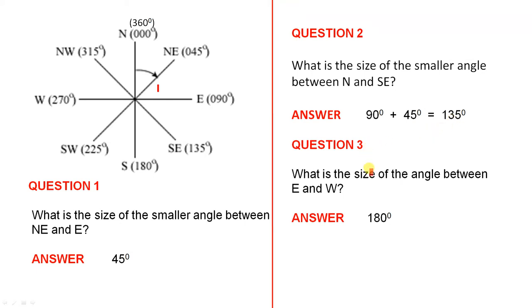Question 3. What is the size of the angle between east and west? There's east and there's west. If we go around, that's half a revolution, so that must be 180 degrees.